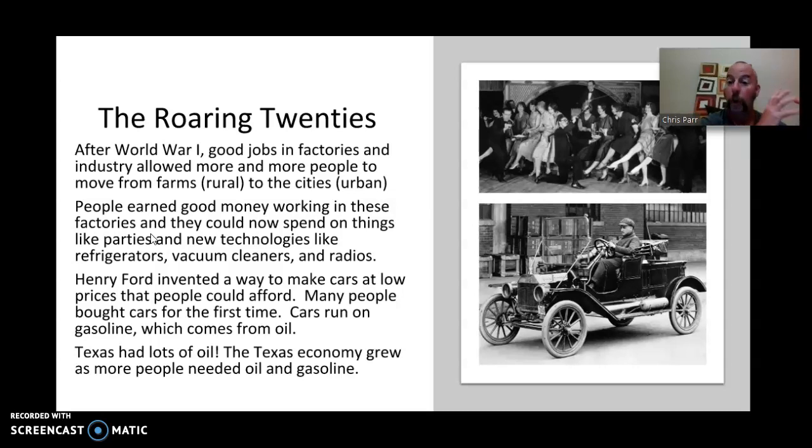From the farms, rural, country, to the cities, urban. Okay? And those are pretty important words to know. We've talked about them before. We have rural meaning country, urban meaning city. Okay? So people in these cities, they made good money working in these factories.